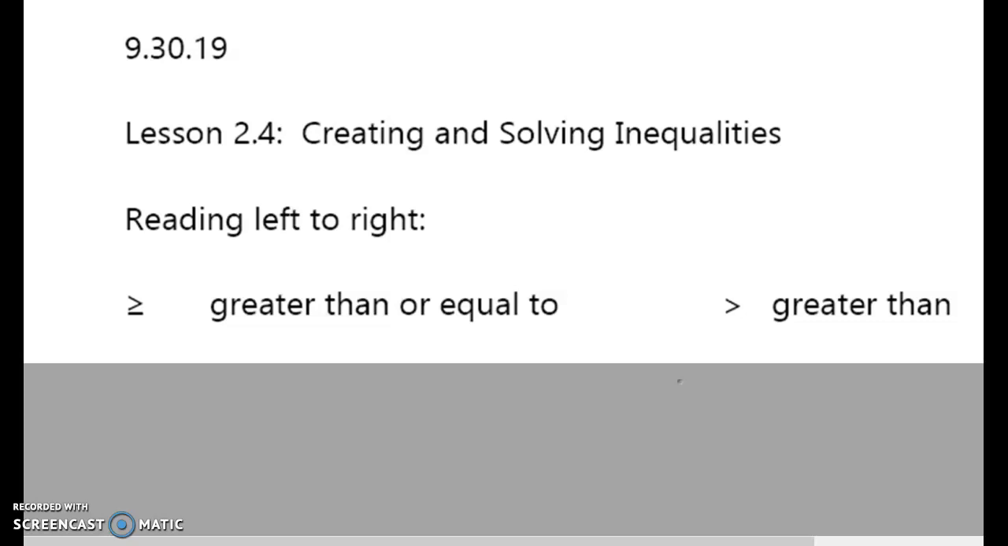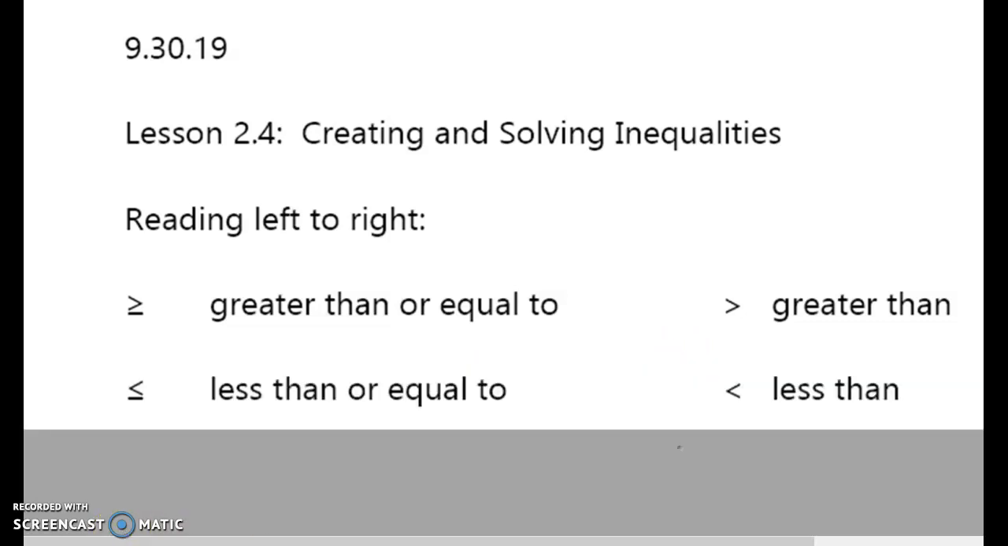So as we read those symbols left to right, the first symbol is greater than or equal to. That's how we would read that. The symbol on the right is just greater than. And then the last two symbols that we deal with for inequalities are less than. So the one on the left is less than or equal to. The one on the right is just less than. It doesn't have a bar, so it's only values less than, not equal to.